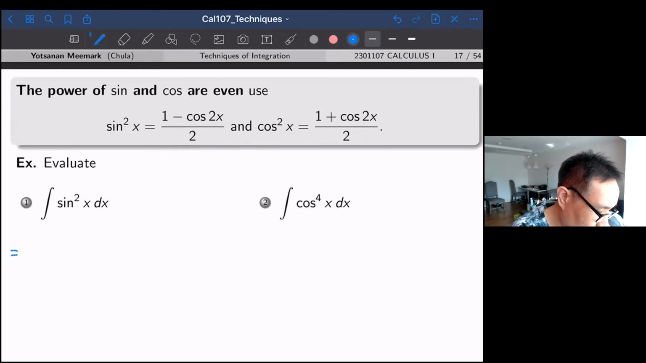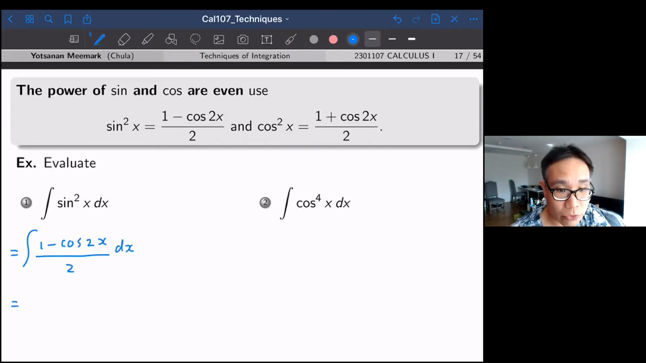So you see that it's quite simple. You change this one into 1 minus cos 2x over 2 dx, and you have nothing much to do.